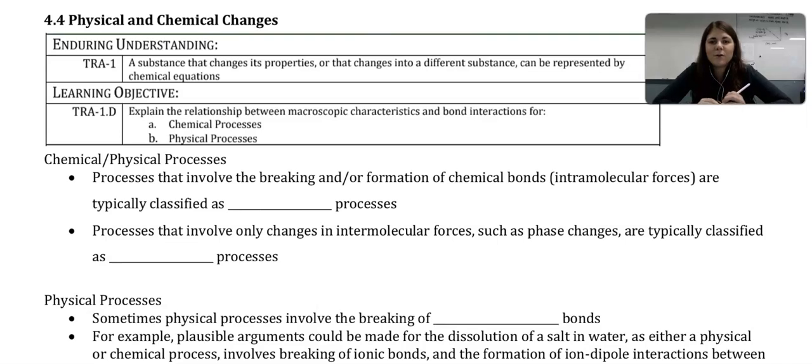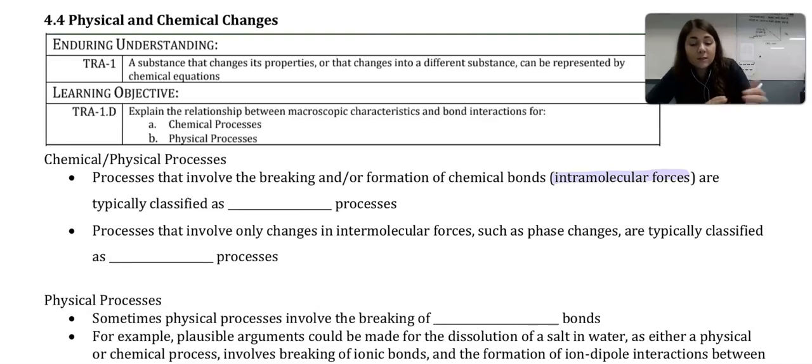In this objective, we're going to look at 4.4 physical and chemical changes. The objective states: explain the relationship between macroscopic characteristics and bond interactions for chemical processes and physical processes. So these processes that involve the breaking or formation of chemical bonds, we will call those intramolecular forces. So we talked about this in Unit 2.